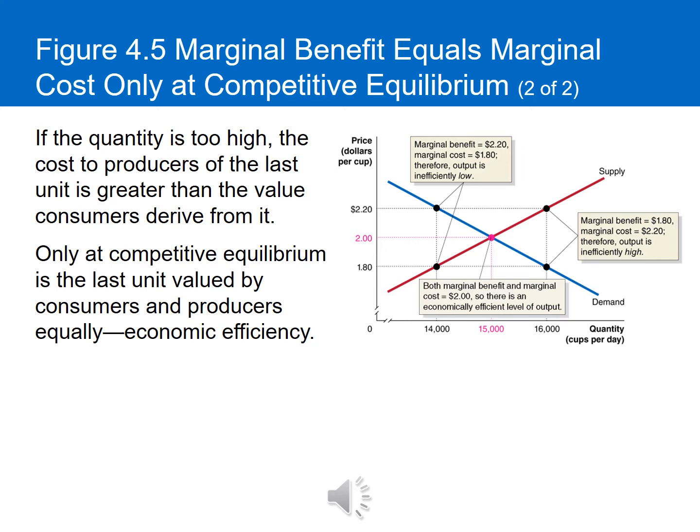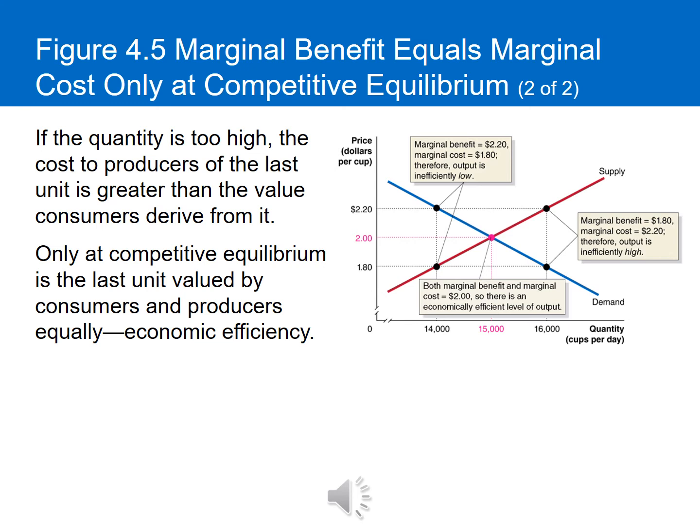Likewise, if the quantity being produced is too high, then the cost to producers of the last unit is greater than the value that consumers are deriving from it. So consumers are not going to purchase it at that price. So in this example, using the tea market again, let's say the equilibrium is still at 15,000 cups, but there are 16,000 cups of tea being produced.